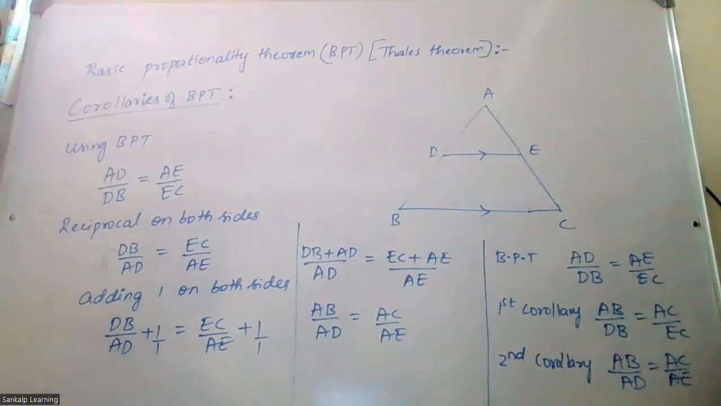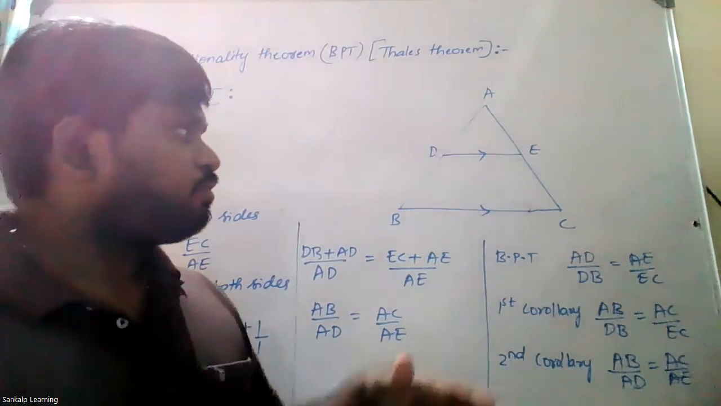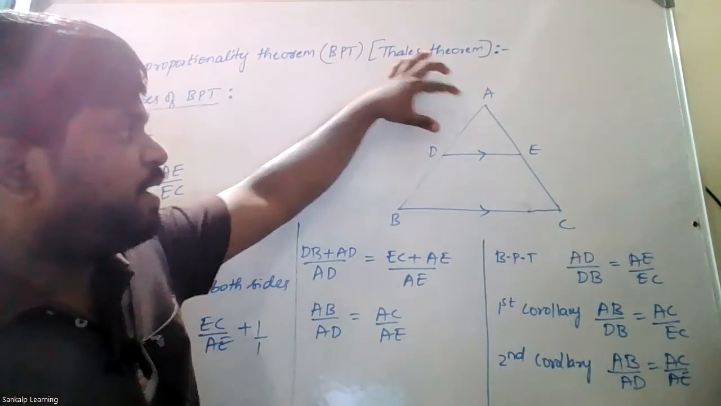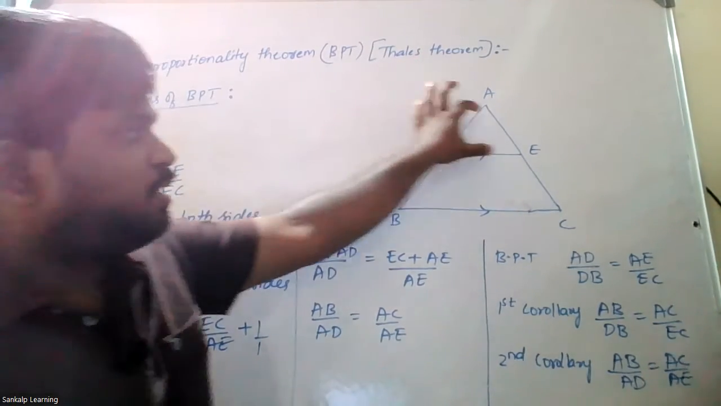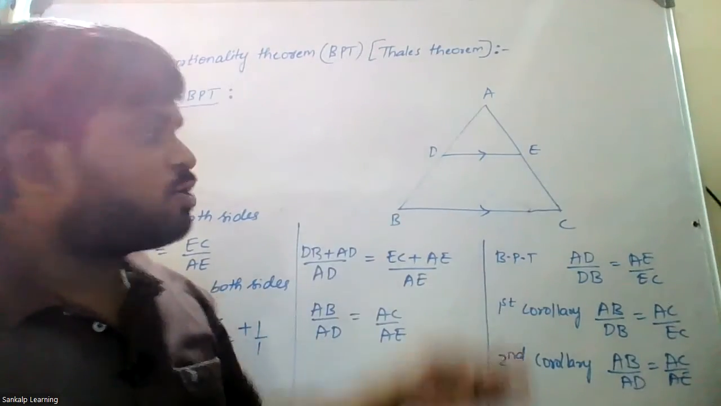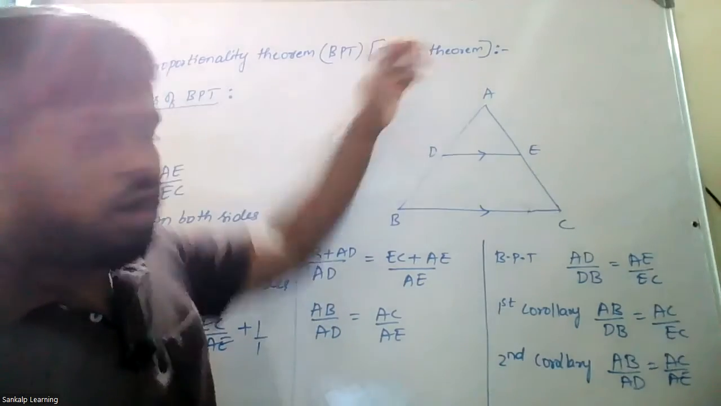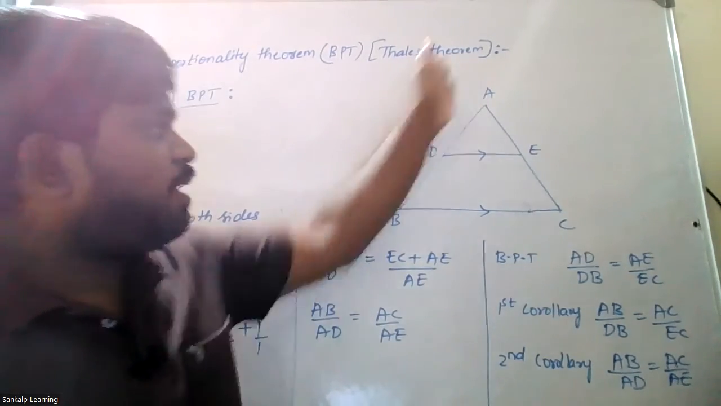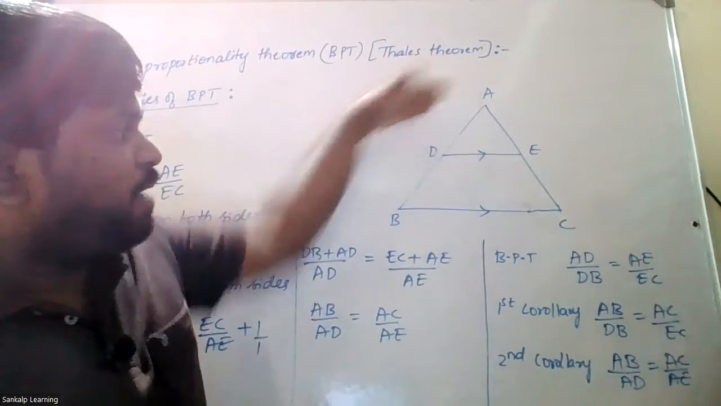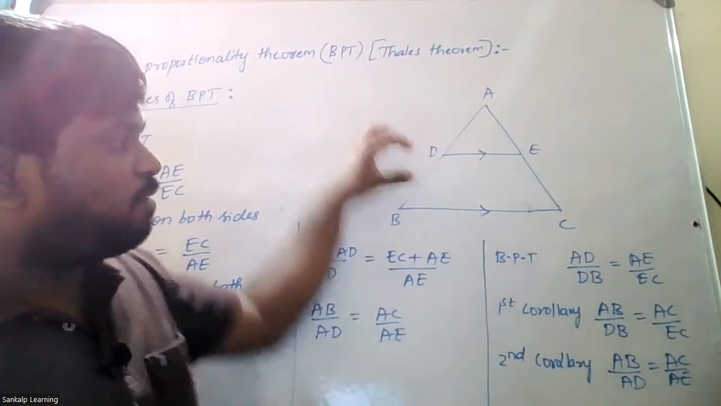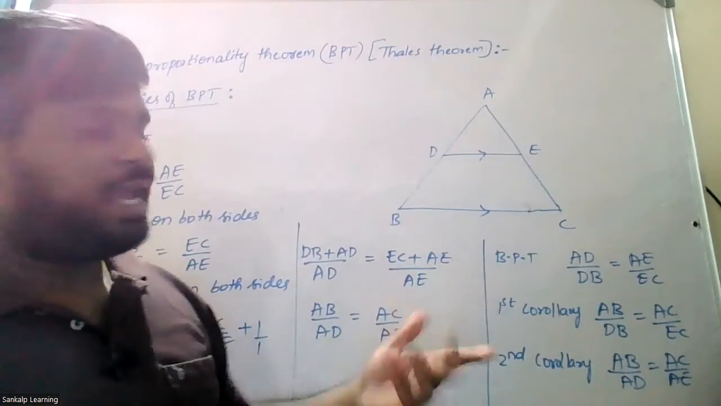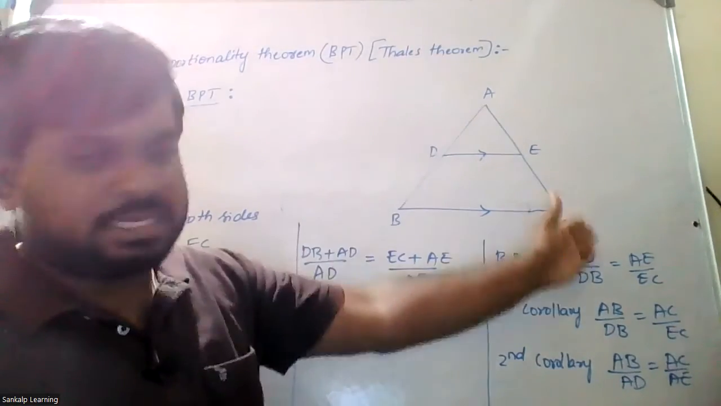These are very, very important results. All these we are going to use. And it's very easy to remember. Take a triangle. If a line is drawn parallel to one side of a triangle, BPT is what? AD by DB, AE by EC. What is the first corollary? Take the full length of the sides that are divided. These are the sides that are divided, right? Take the full length AB, take the full length AC. AB by, between the parallels, whatever measurements you got, DB, EC. That is first. The second one is the full length AB and AC itself.